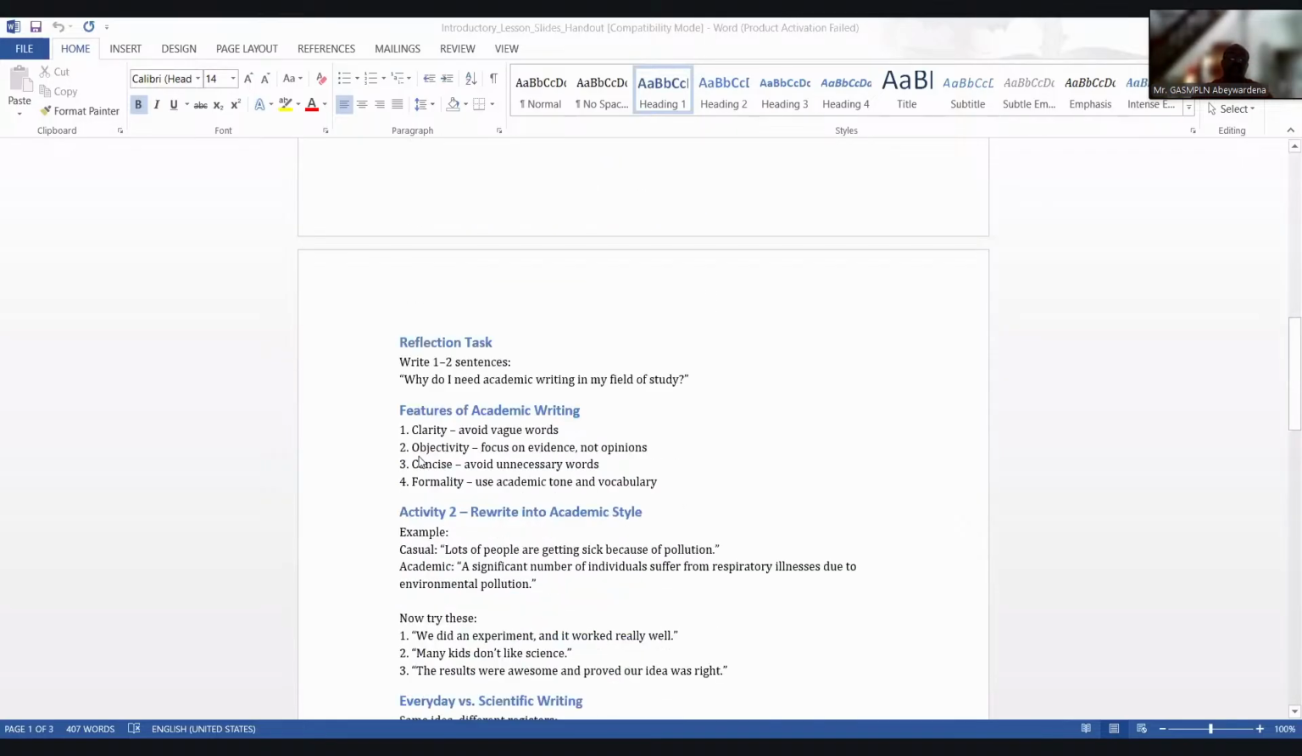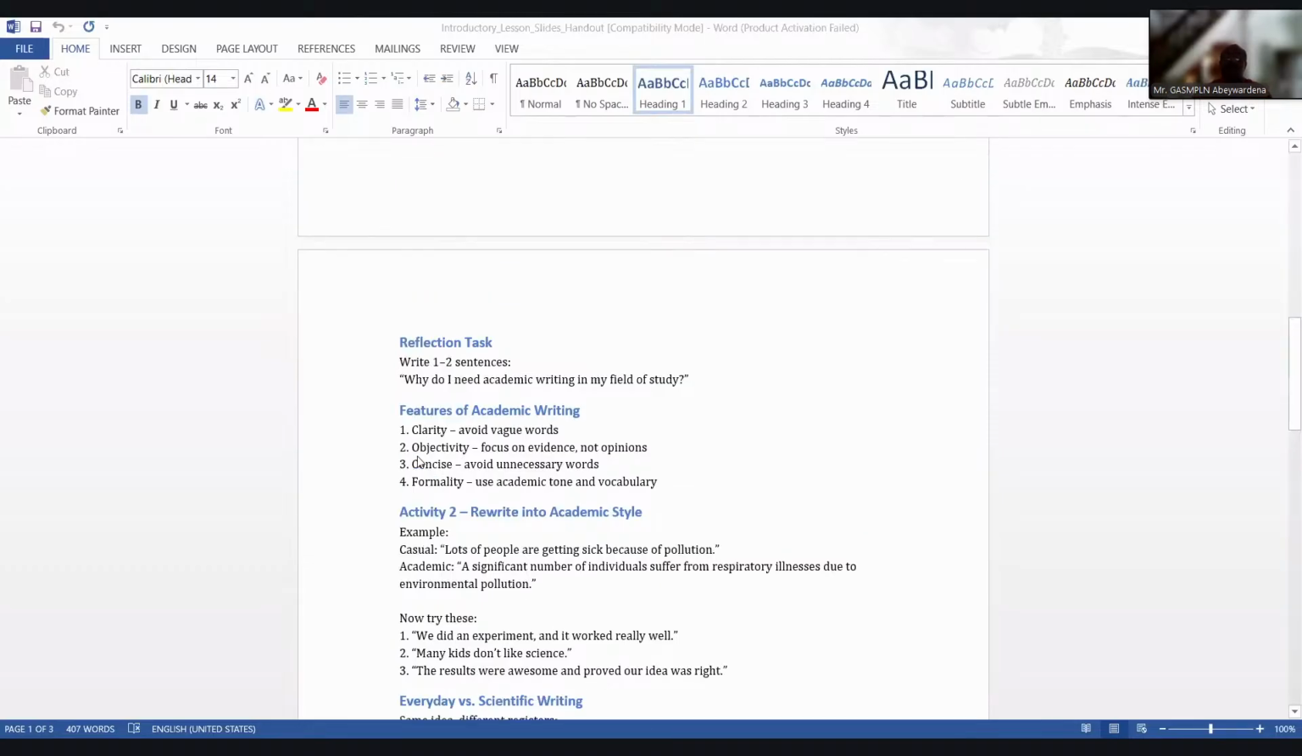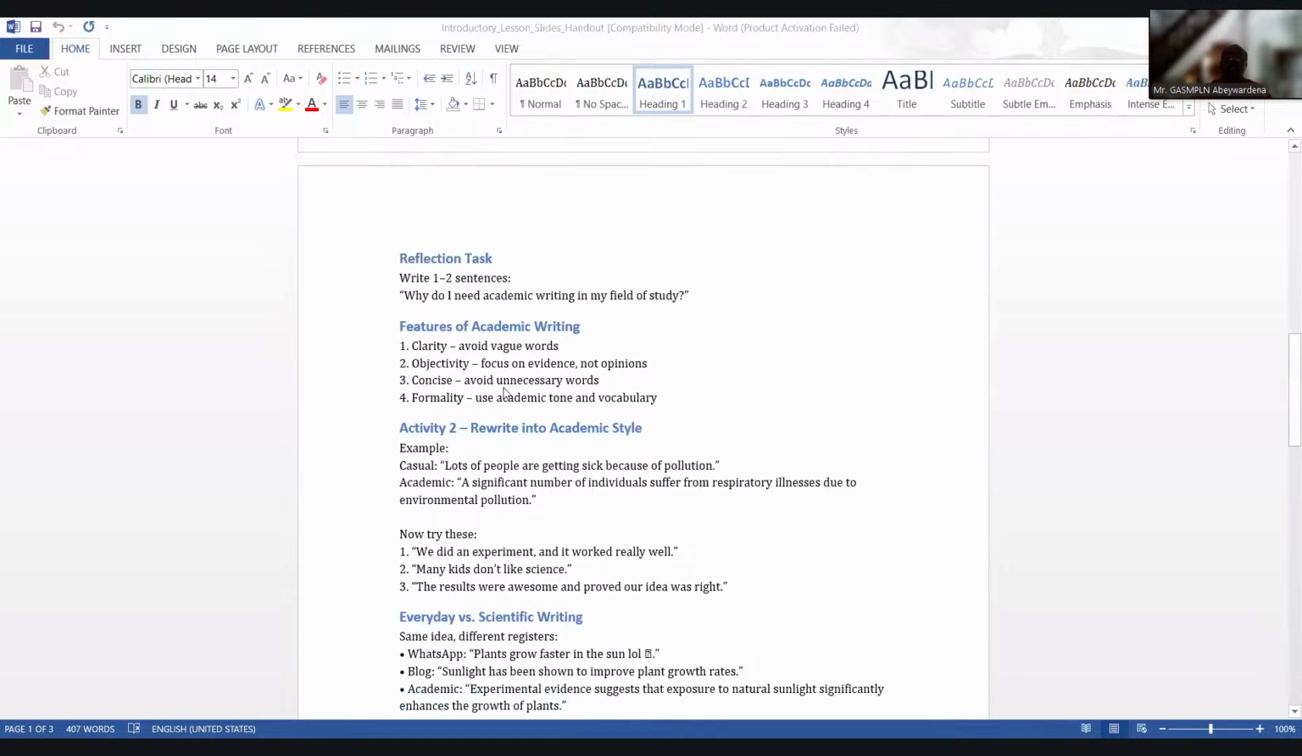Right. Look at this question then. Write 1 or 2 sentences. Why do I need academic writing in my field of study? You should be able to write sentences. Why do I need academic writing in my field of study? But here, when you write, you have to focus on this. It should be academic.